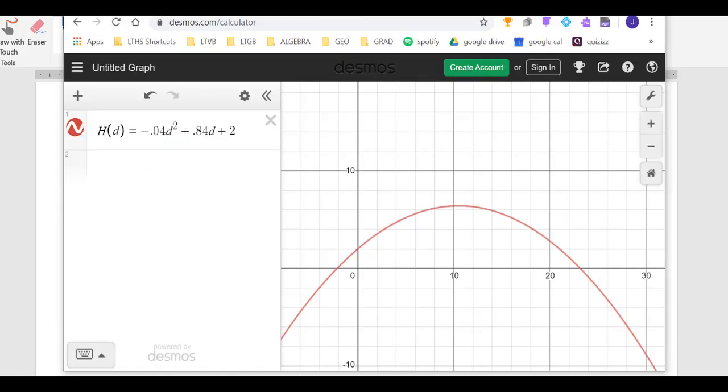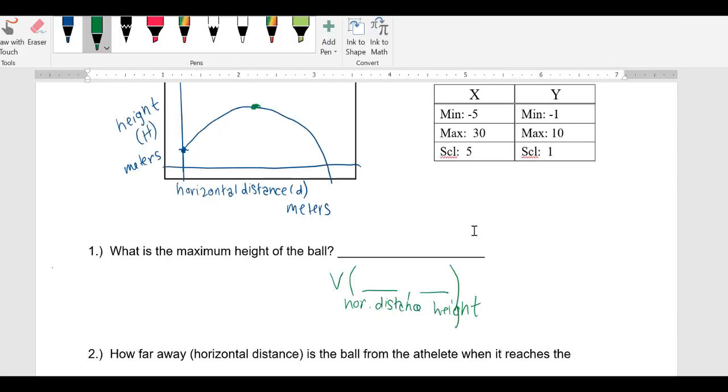We can find that by going to our graph and just clicking on where it looks like it's the maximum, and actually that vertex will pop up and it'll be calculated for us. So 10.5 and then 6.41. With all of these, we're going to round to 2 decimal places, just as a general thing, if we don't have that rounded value. So maximum height of the ball is going to be 6.41 meters.